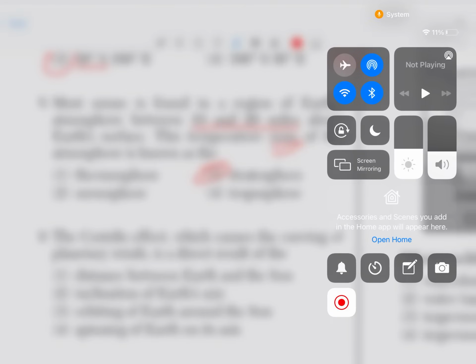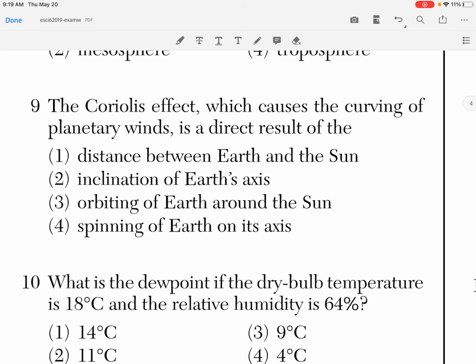All right, question number 9, the Coriolis effect. This question is going to require memorization. You have to know what the Coriolis effect is and what it's caused by, and that's what this question is asking about. What is it a direct result of? You just have to know this one. The answer is the fact that the Earth spins on its axis once every day. And so the answer is number 4.